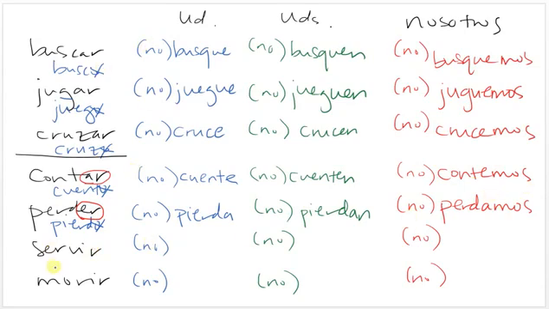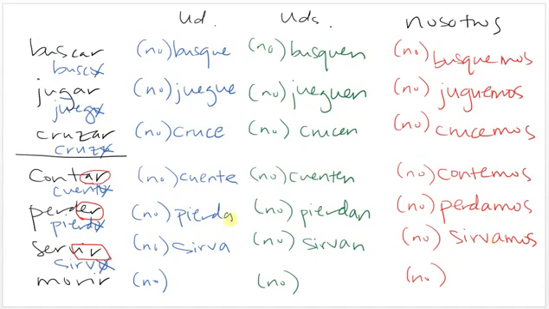For servir, the yo is sirvo. So we drop the O and add the opposite ending, which is an A. So for the usted command, sirva or no sirva. For the ustedes command, sirvan or no sirvan. For the nosotros command, do you think we're going to stem change? Yes or no? Yes. So it's going to be sirvamos. Let's serve or let's not serve. This stem changes because it is an IR verb. IR verbs do stem change in the nosotros command.